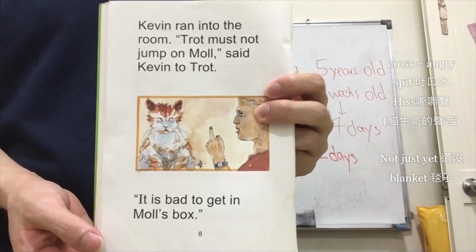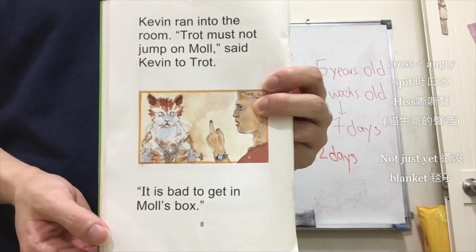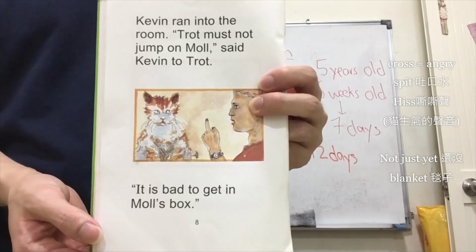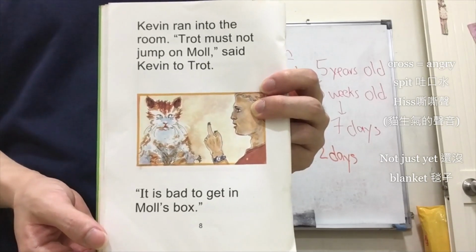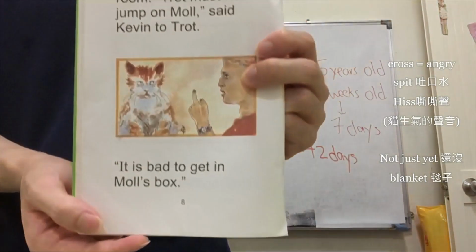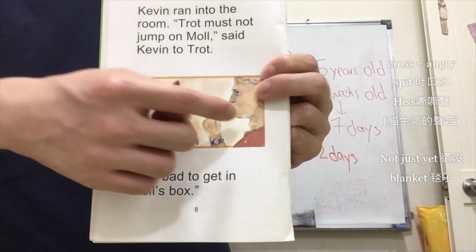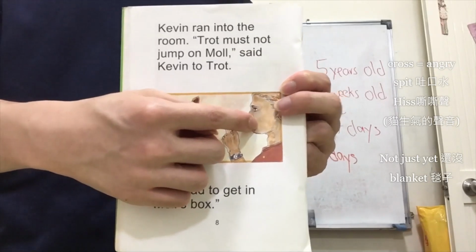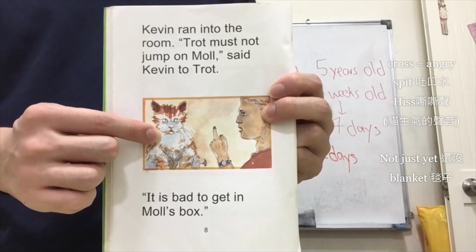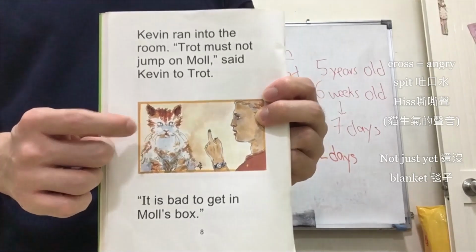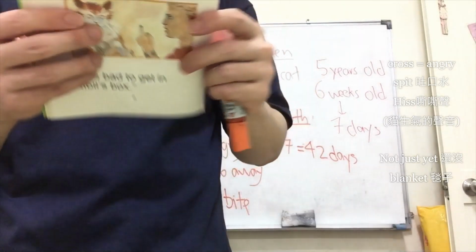Alright, so on the next page, Kevin ran into the room. Trot must not jump on Moll, said Kevin to Trot. It is bad to get in Moll's box. So, Kevin, the boy, tells Trot the kitten not to get on or not to jump on Moll, alright?